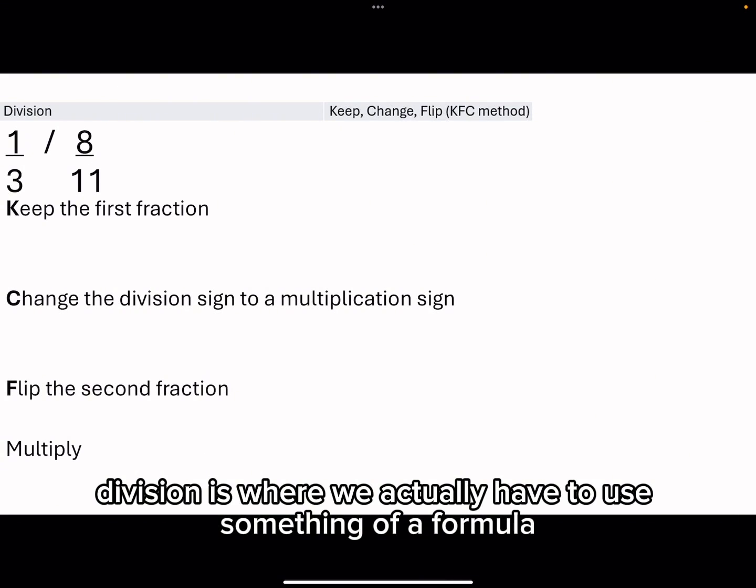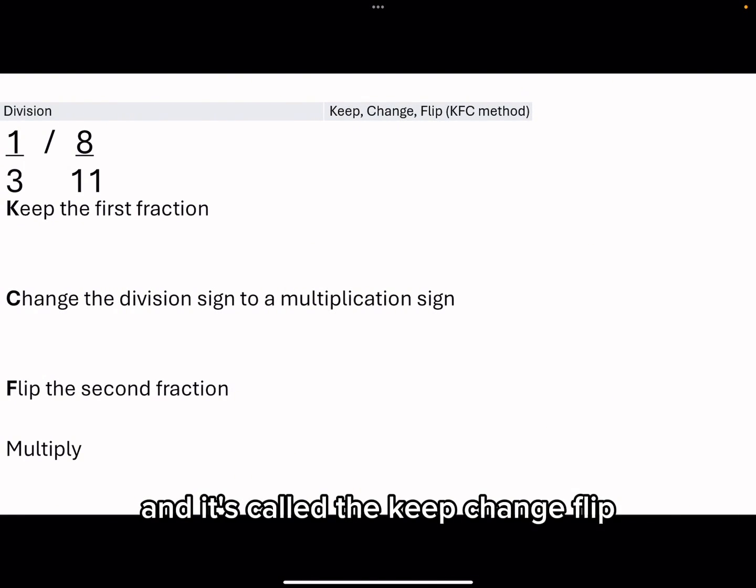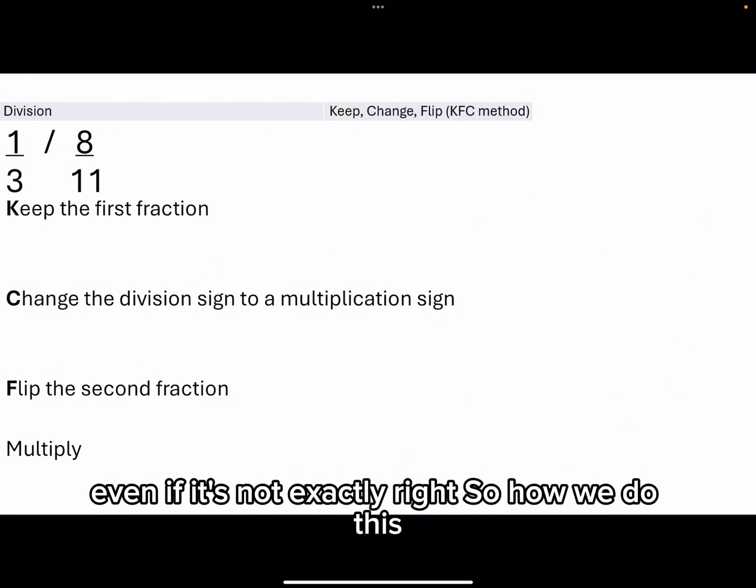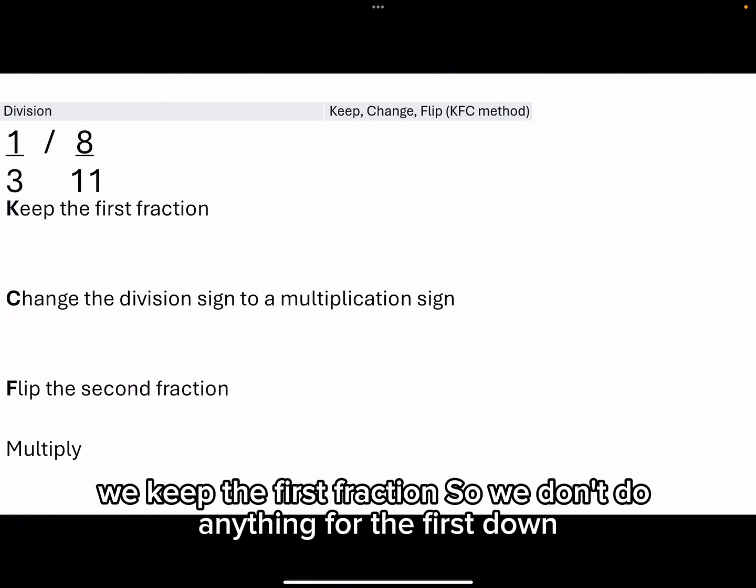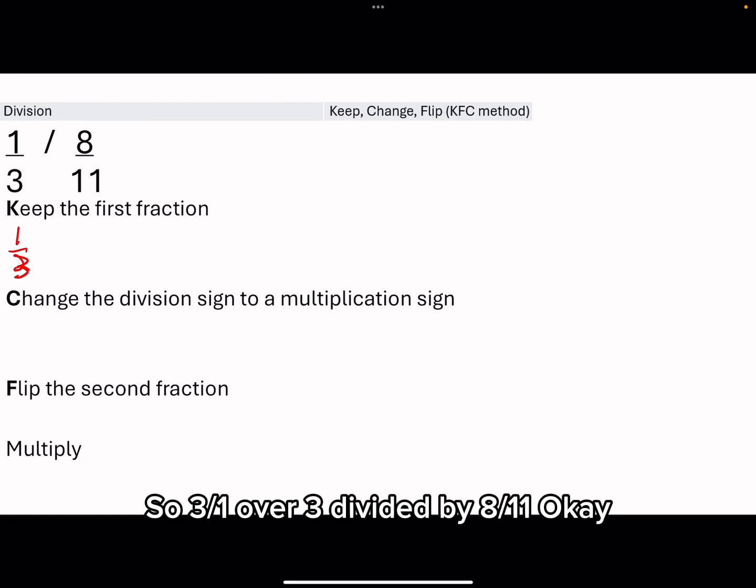Okay, division is where we actually have to use something of a formula, and it's called the keep, change, flip, or I like to call it the KFC method because that's how you can remember it easily, even if it's not exactly right. So how we do this, we keep the first fraction. So we don't do anything for the first step. That's 1 over 3 divided by 8 over 11.